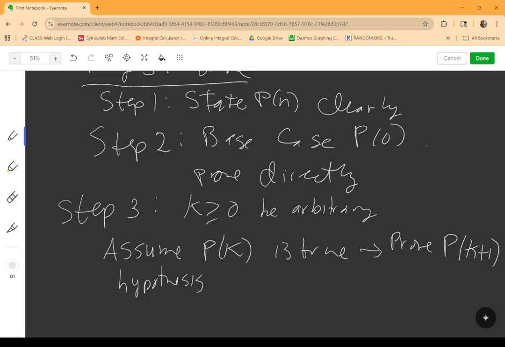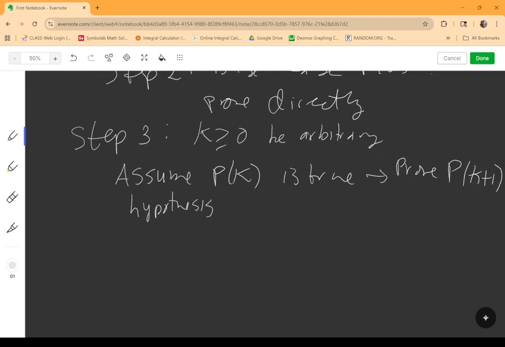And I guess here's where most students kind of get tripped up on this step, because it seems, as you'll see, almost like magic. But this is a rigorous mathematical process. And after we have proved that P of k plus 1 is true, then step 4 is just a conclusion. So as we see, most of our work is here in step 3.